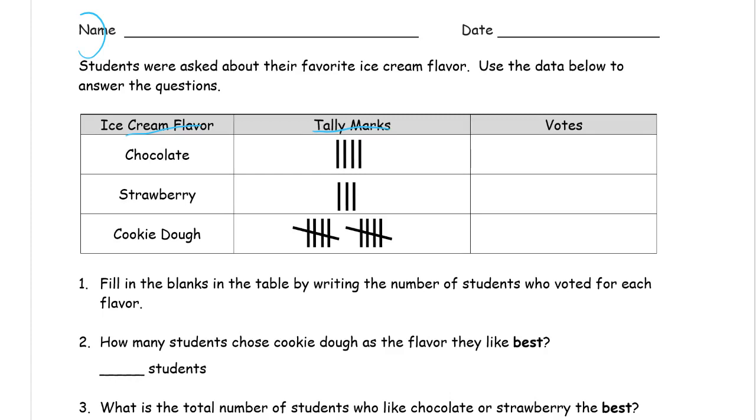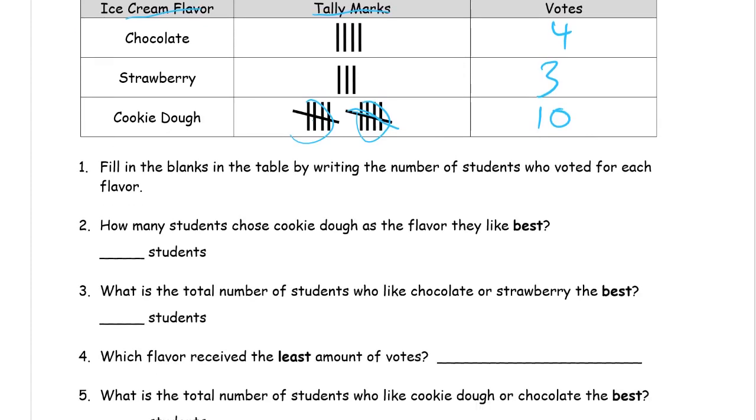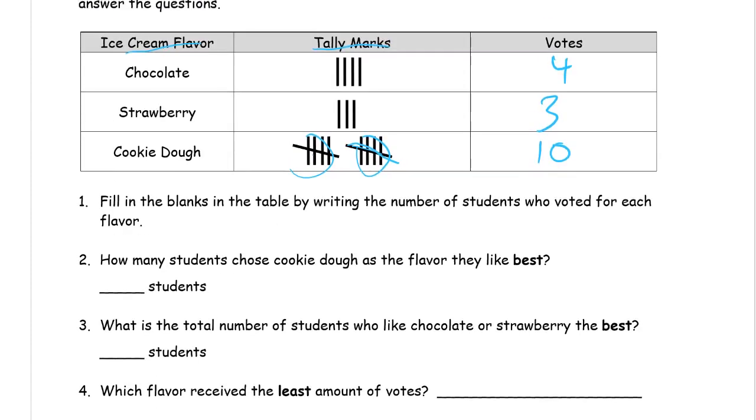There's 1, 2, 3, there's 4 here for chocolate. Strawberry shows 3. And for cookie dough, these are groups of 5. We count the slashes that go across. So it's 1, 2, 3, 4, 5. So we can count 5, 10. 2 fives is 10 for cookie dough. It says fill in the blanks in the table by writing the number of students who voted for each flavor. Okay, that's what I just did.